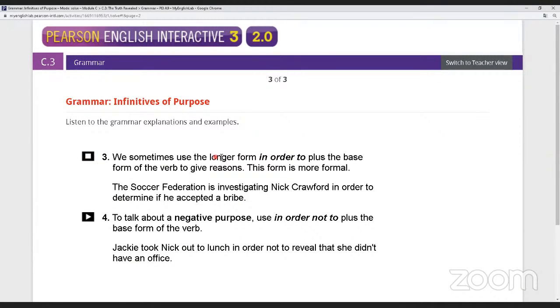We sometimes use the longer form "in order to" plus the base form of the verb to give reasons. This form is more formal. The Soccer Federation is investigating Nick Crawford in order to determine if he accepted a bribe.